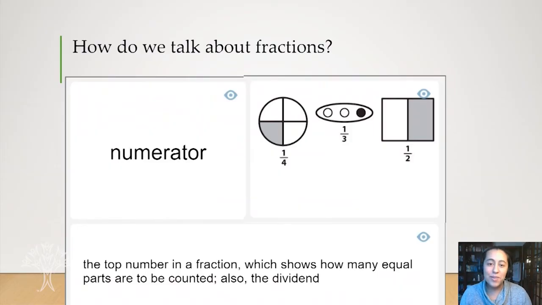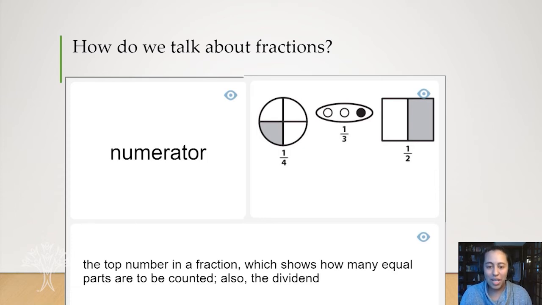Now let's revisit how we talk about fractions, because there's another number involved in writing a fraction that we haven't talked about yet, and that's called the numerator. You can see that word on your screen. Can you say it? Numerator. Nice. The numerator is the top number in a fraction, which shows how many equal parts are being counted.